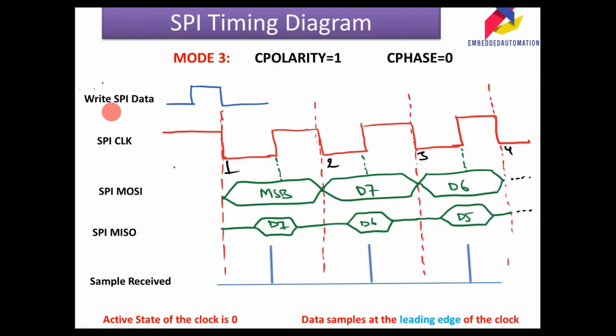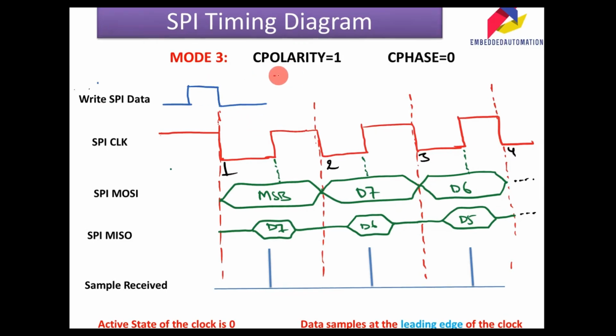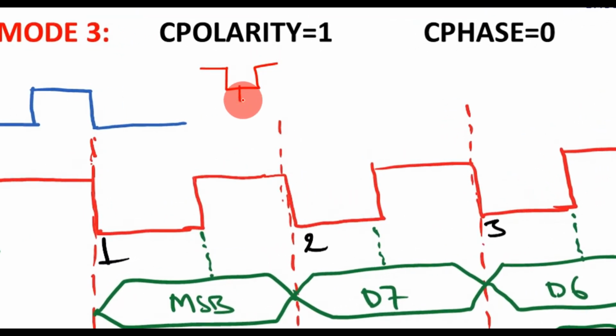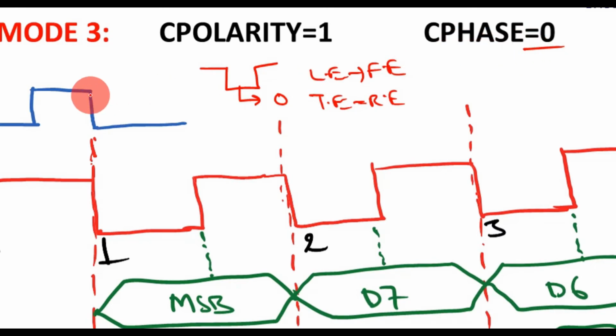So coming to the third mode, here the clock polarity is configured as 1 and clock phase is 0. When clock polarity is configured as 1, it is an inverted clock pulse. So the active state of this is 0. Coming to the edges, the leading edge here is the falling edge and the trailing edge is the rising edge. Coming to the phase, here the phase is configured as 0. So the clock starts without delay.